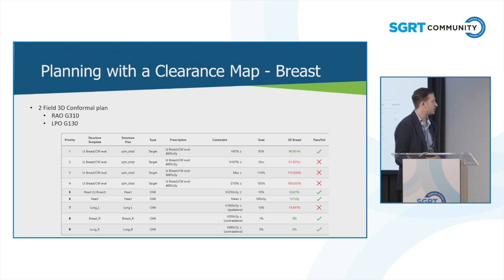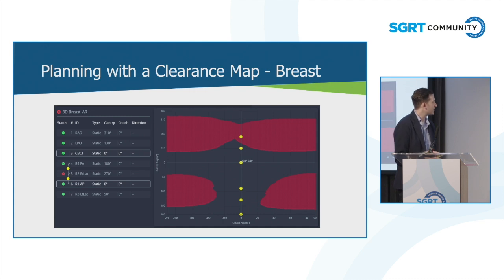Coverage was good, but there were some slight deviations from what our objectives wanted to be, mainly in the lung. The heart looks good, and the PTV coverage. So that clearance map looks like this. Ignore these. These are our imaging fields, and they're flagged for some reason, but that's not a big deal. Those are the 2 treatment fields, and they look good.